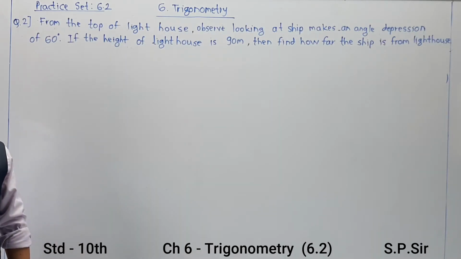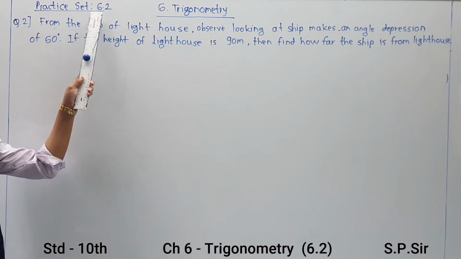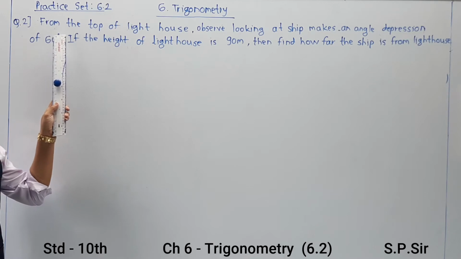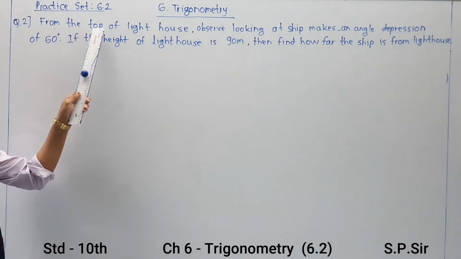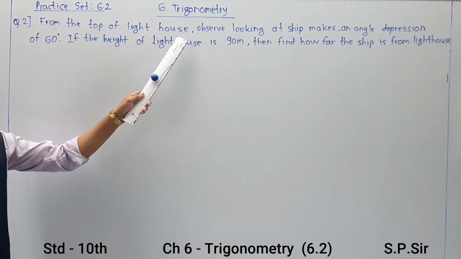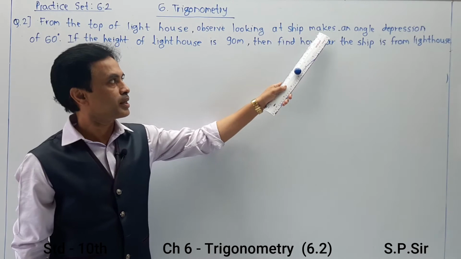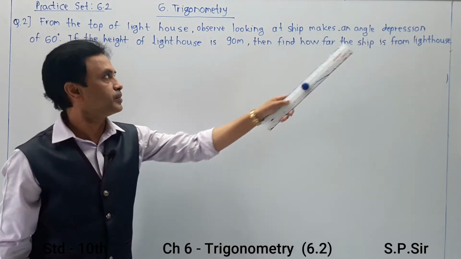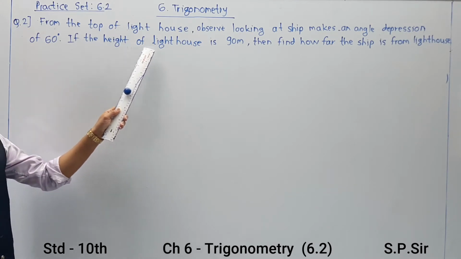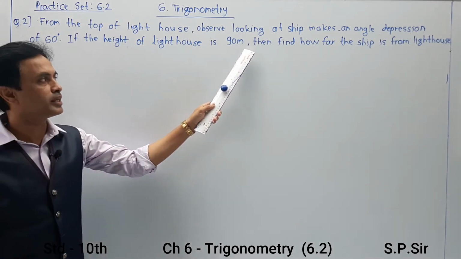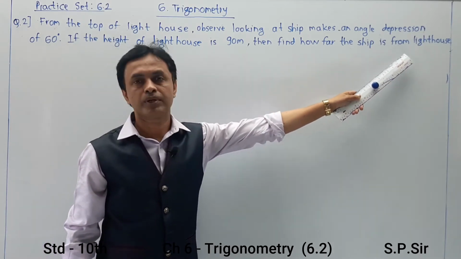Hello friends, continuing from here. Now we are looking at practice set 6.2, numerical number 2, which is question 2. From the top of a lighthouse, an observer looking at a ship makes an angle of depression of 60 degrees. If the height of the lighthouse is 90 meters, then find how far the ship is from the lighthouse.